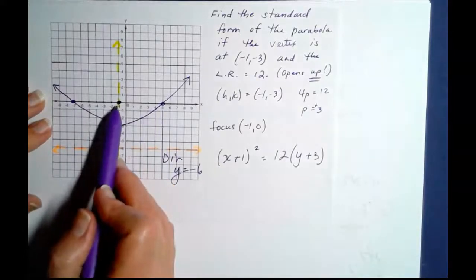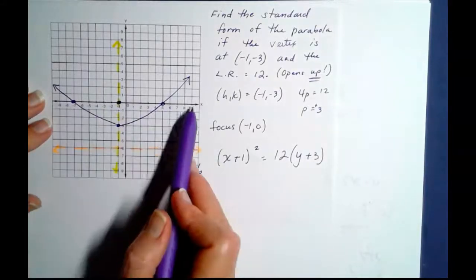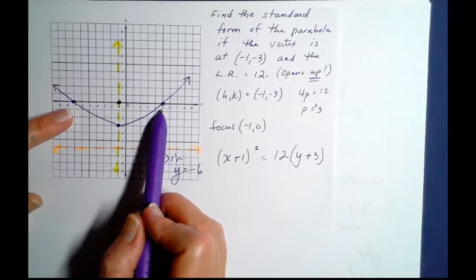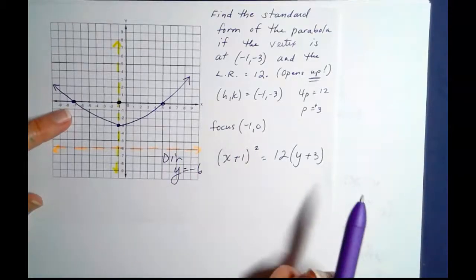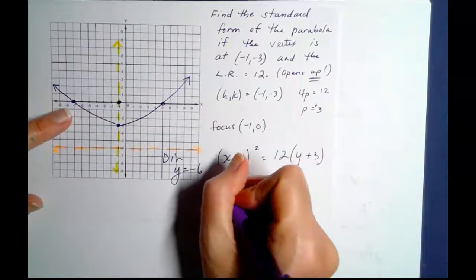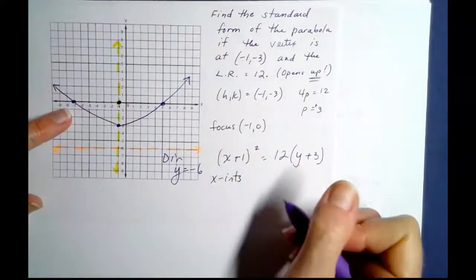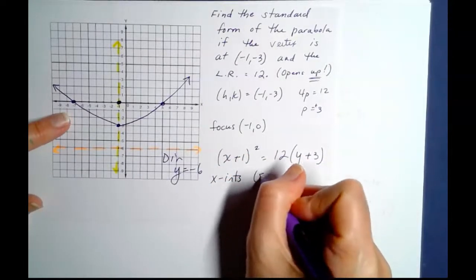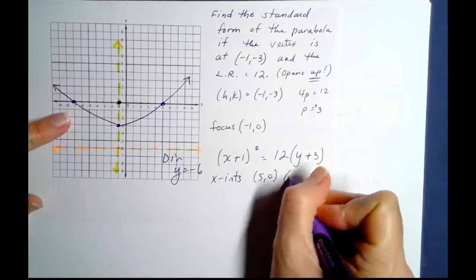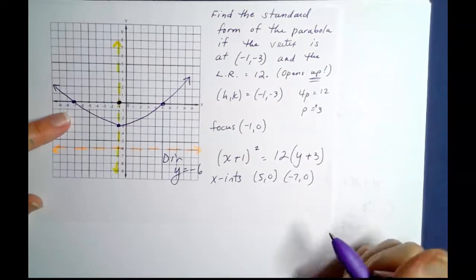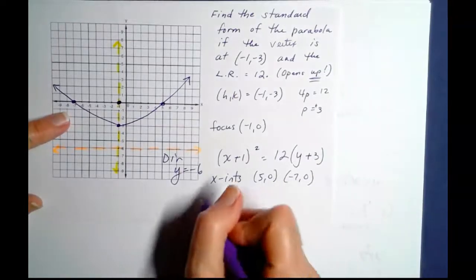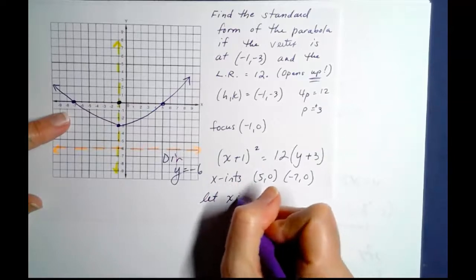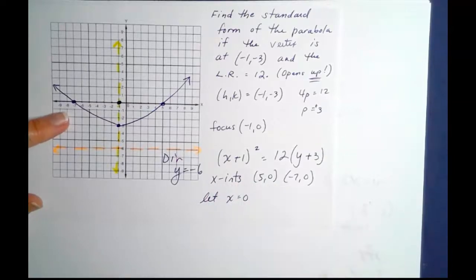And hooray! Because our focus is on the x-axis, both of our x-intercepts, which are the endpoints of the LR, are on the x-axis, so we know our x-intercepts. Our x-intercepts are at 5, 0, and at -7, 0. And our y-intercept is super simple. All we got to do is let x equal 0 to find that y-intercept.